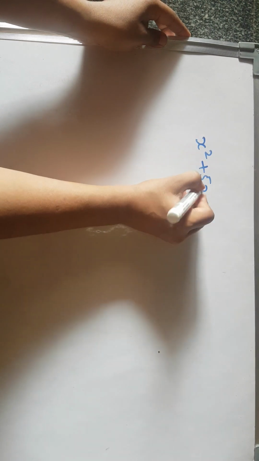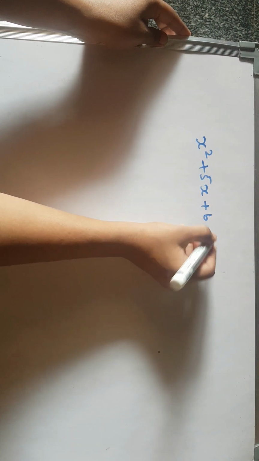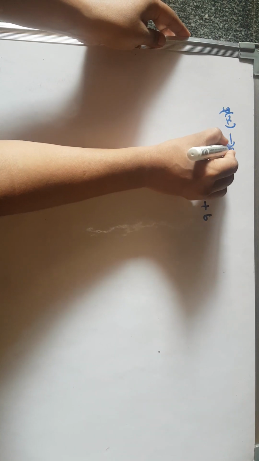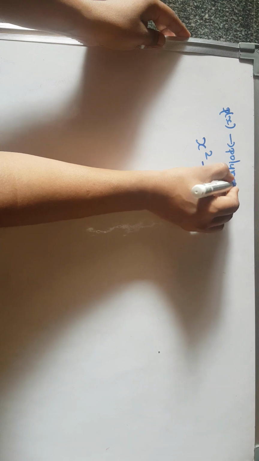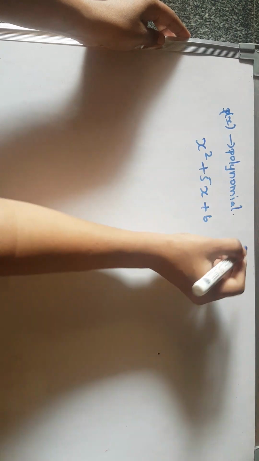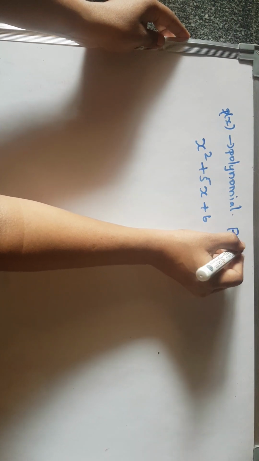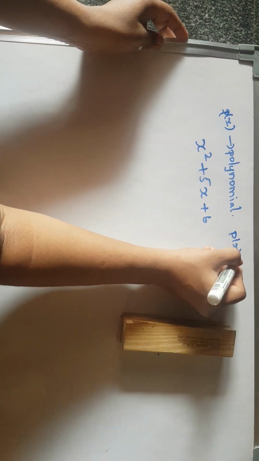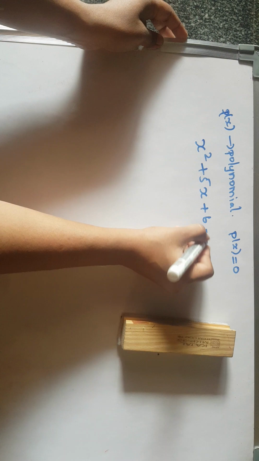Okay, now let us continue. Last class I told you x square plus 5x plus 6. This is p of x, this is a polynomial. But to find the zeros of the polynomial we have to equate p of x equals 0. So I am equating this.